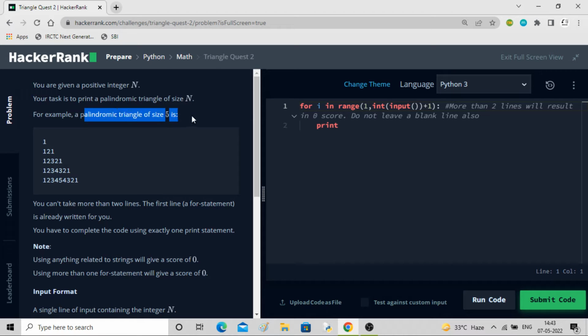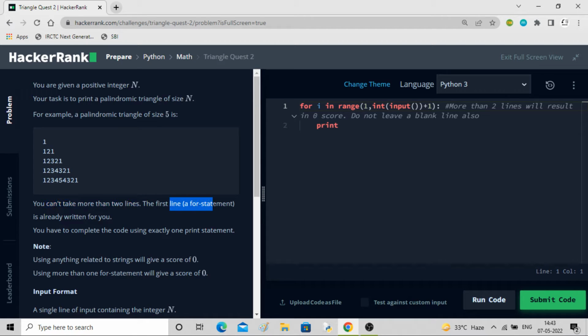For example, a palindromic triangle of size 5 will look like this. So palindrome means that if you read from left or right, it will look the same. So 1 read from the left side or the right side is the same, 1. If you read 121 from the right side or the left side, it is the same, 121. Similarly here as well, 1 2 3 2 1. Similarly 1 2 3 2 1. So from either side you read, it will be the same value, right? That's called palindromic. So you can see size 5 goes till 5, and then it comes back to 1, right?